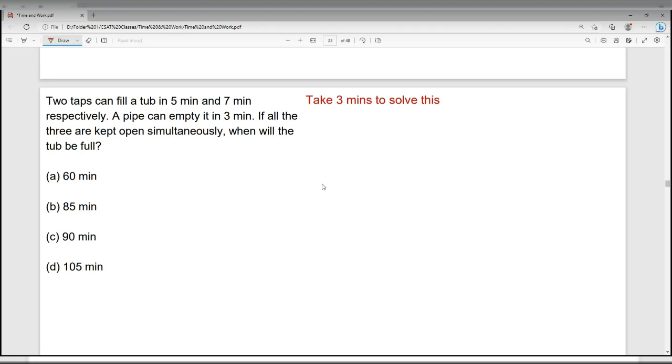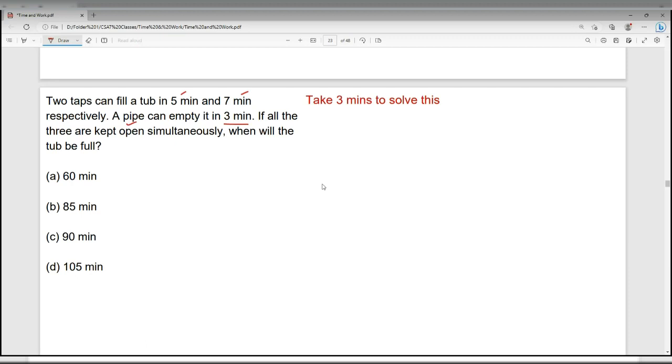So they're saying that there are 2 taps that are going to fill the tub in 5 minutes and 7 minutes, and one will empty the tub in 3 minutes. This pipe will empty the tub, and these 2 will fill the tub. And if all the 3 are open, that is 2 taps that will be filling the tub, and 1 tap or pipe will be emptying the tub, then when will the tub be full?